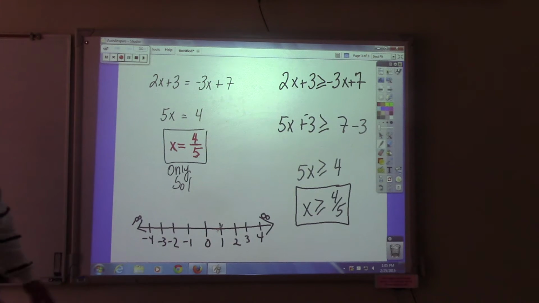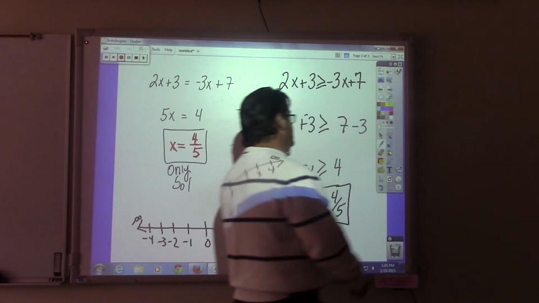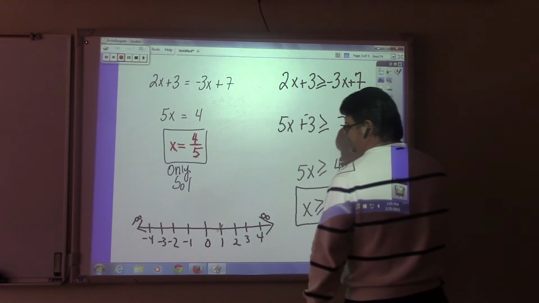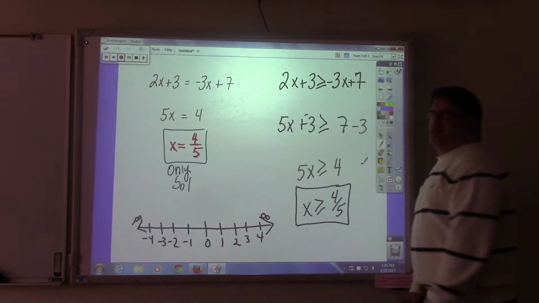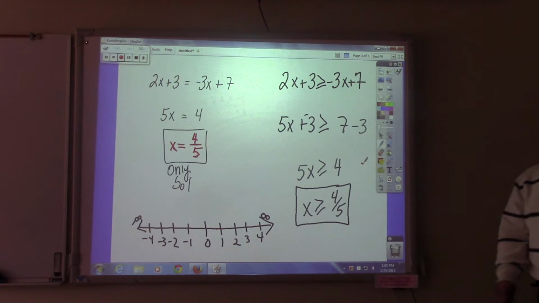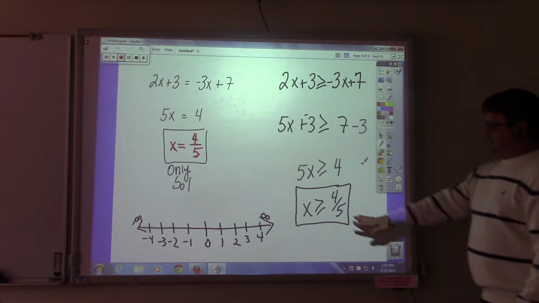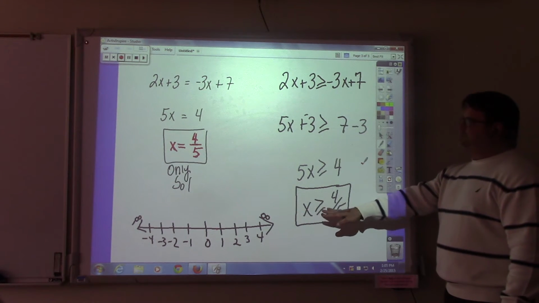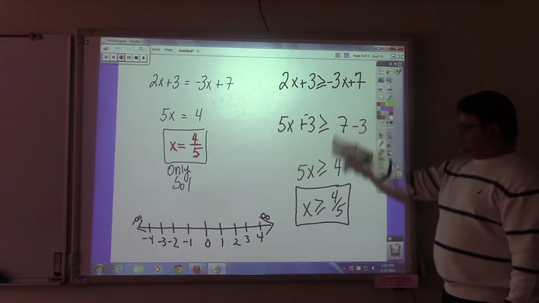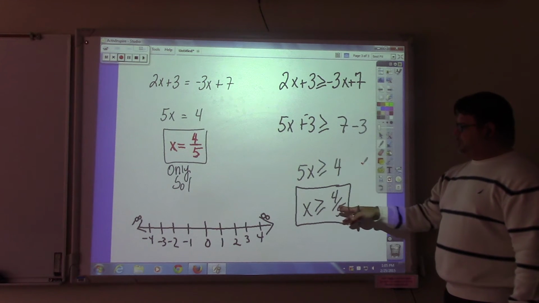Now, did I make it little for a purpose? Yes. Because all that does is show where that 4/5 is located. Because that's the only solution to the problem. That's it. 4/5. That's it. But this says that all my answers, all my solutions for this problem is above what? Above or equal to what?